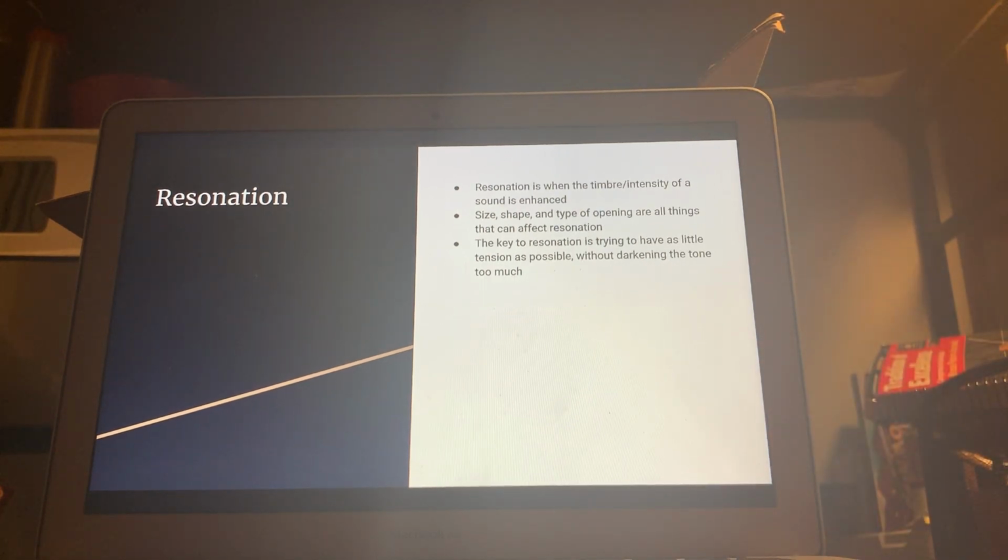So resonation. Resonation is defined in the book as when the timbre and intensity of a sound is enhanced. So it adds more tones, it adds more oomph to it, it really fills a room more. The size, shape, and type of opening are all things that affect resonation.